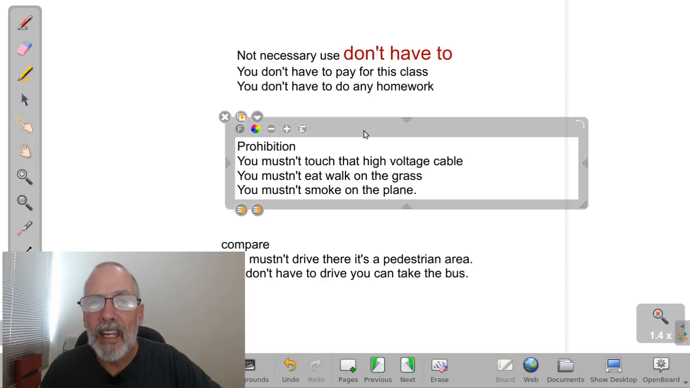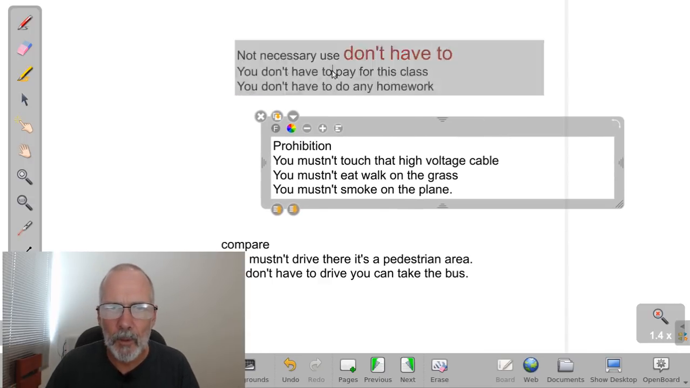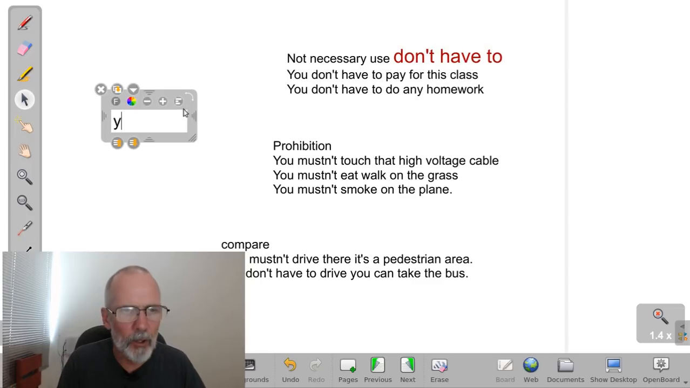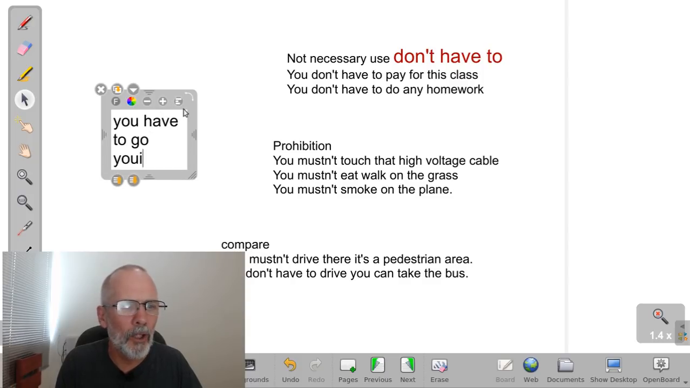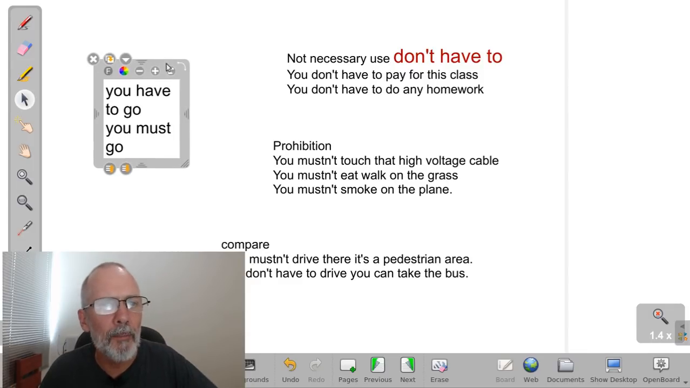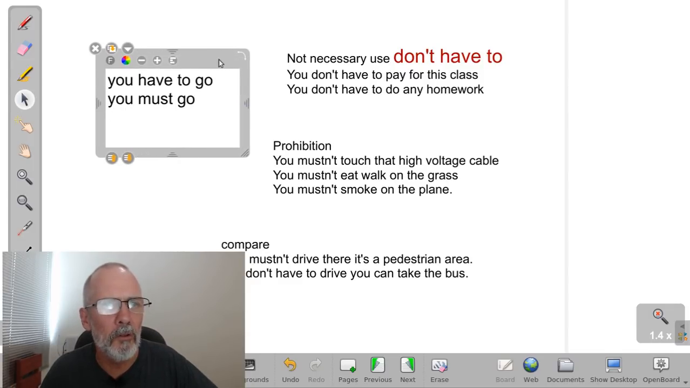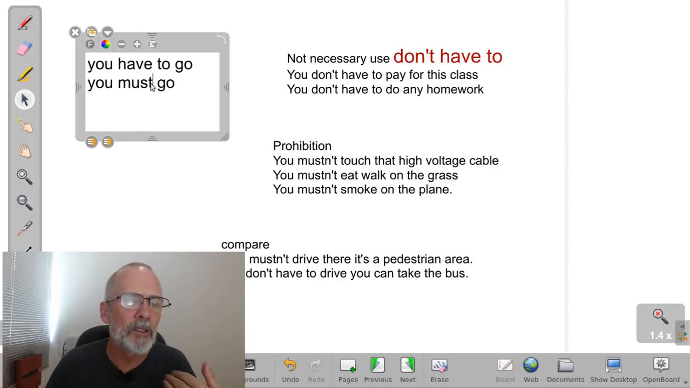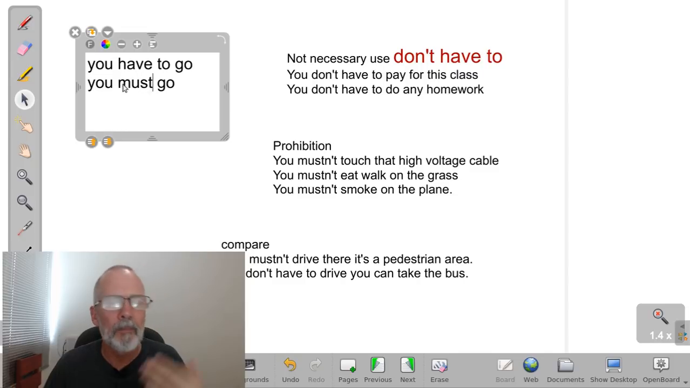And the negative of must, remember in the positive, we saw earlier, you must go, you have to go, and we saw you must go. Those two are very similar. We saw there's a little bit of a difference. We saw that have to is more for external obligation and must is more for internal obligation. But if you say I have to go, I must go, it has the same meaning.